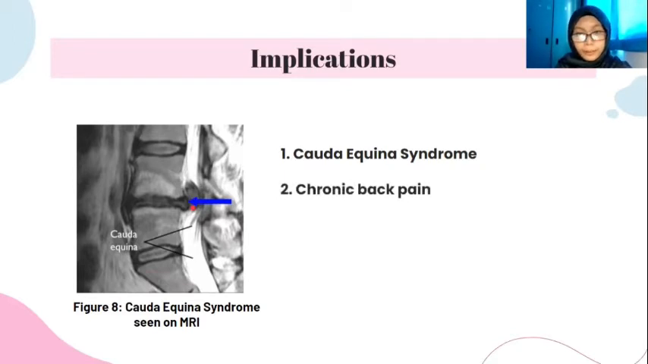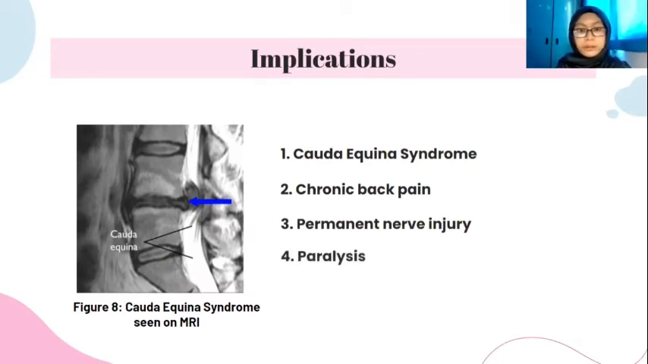Number 2 is chronic back pain, for example, arthritis of the spine. It is the gradual thinning of the cartilage inside the spine. Number 3 is permanent nerve injury that can occur, for example, spinal stenosis, which is the narrowing of the spinal canal that may lead to nerve pain. And number 4 is paralysis that is due to nerve damage or injury.